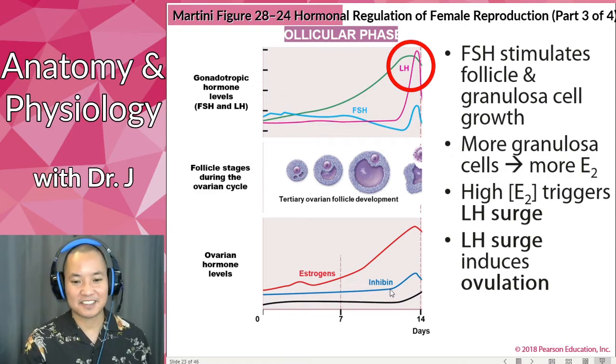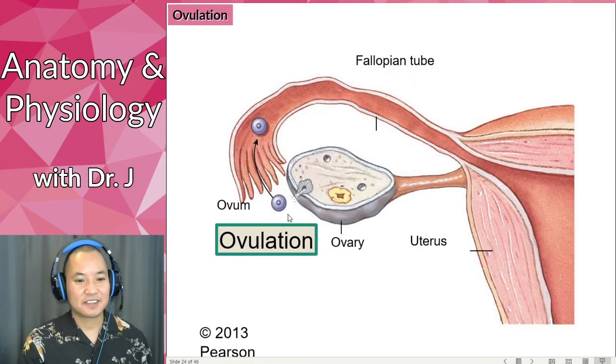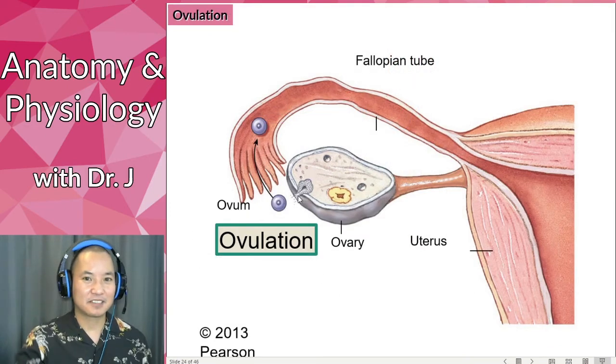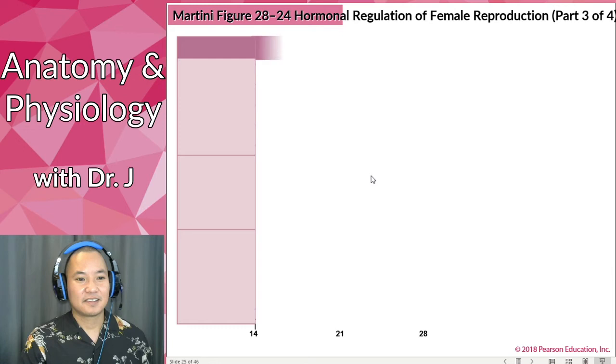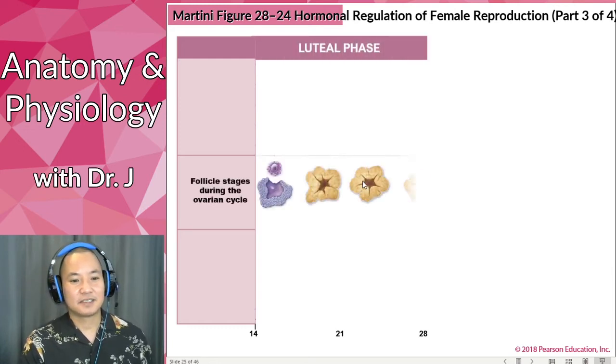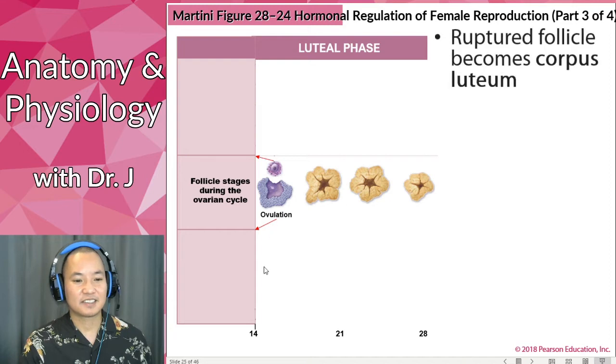So it's not coincidental. Now, go back to the midpoint, in a typical 28-day sample cycle, it's around day 14. So this is what happens. We have ovulation. Now it's in the fallopian tube. Okay, so with the luteal phase, what happens? Well, we have ovulation, and this is around day 14 in the 28-day cycle.